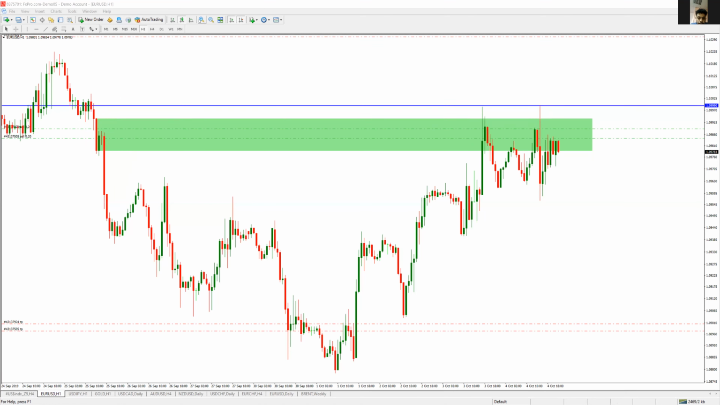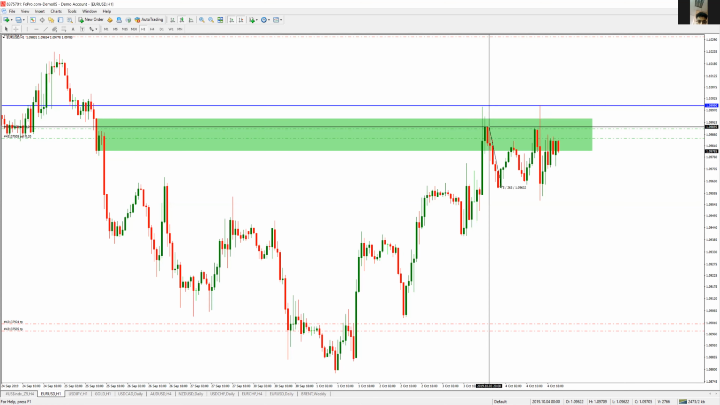The moment you harvest your 25, 26 pips, you get out. You get another entry there. The market gives you another opportunity. It drops again, 34 pips. Already that's 50 pips. You see, that's a lot.